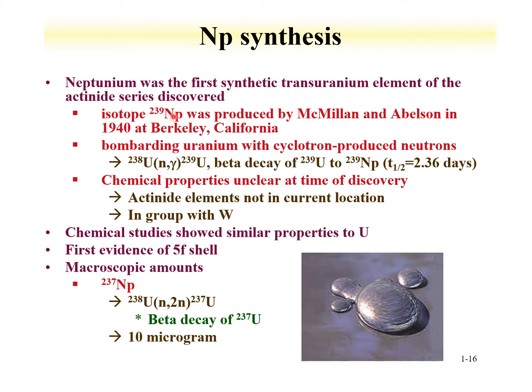The isotope neptunium-239 was produced by McMillan and Abelson at UC Berkeley in 1940. They bombarded uranium with cyclotron-produced neutrons. These neutrons were produced by hitting a particle into a beam stop. So for instance, a piece of carbon, any sort of material, extra neutrons would come out.